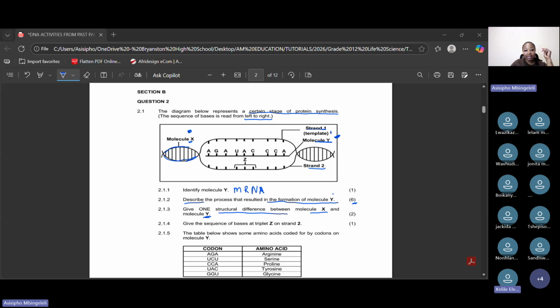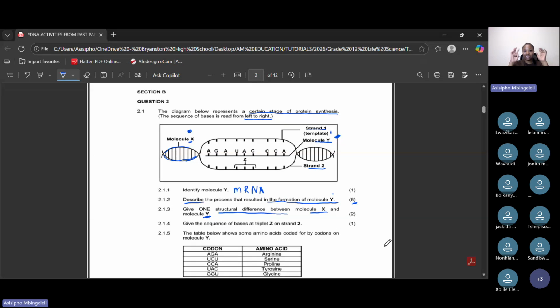Okay. Sandiswa, you are next on my list. Please do answer that for us. Anticodon pairs with a codon of a messenger RNA. Okay, I didn't hear the first part. What did you say? Anticodons, ma'am, pair with a codon of a messenger RNA.